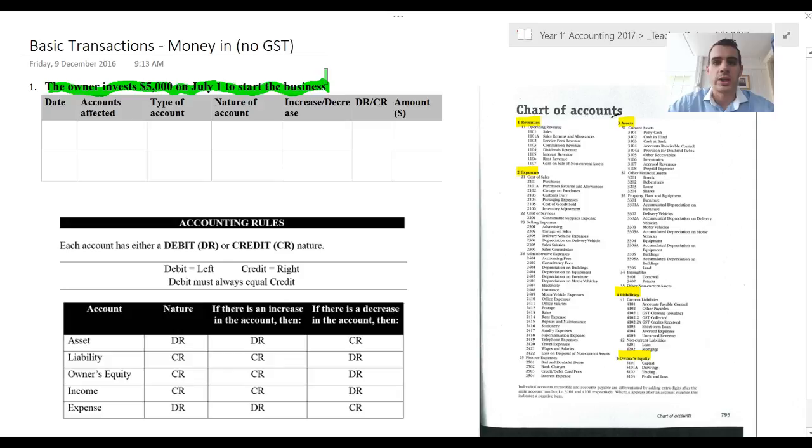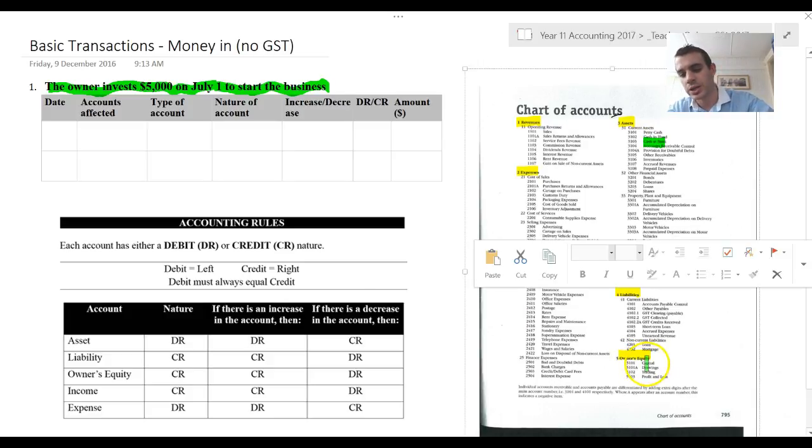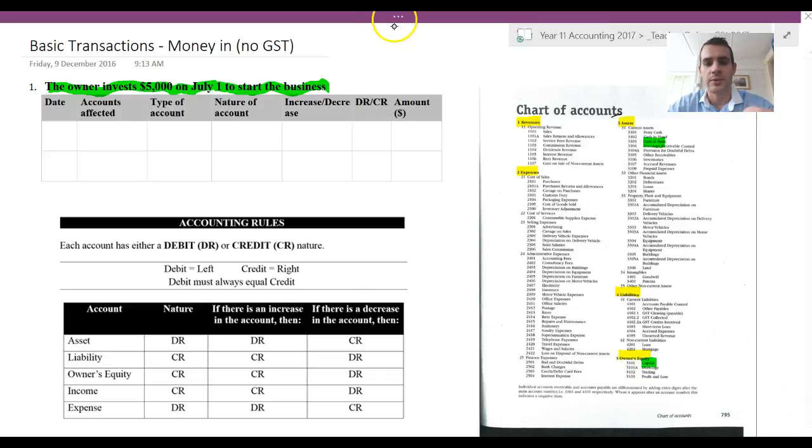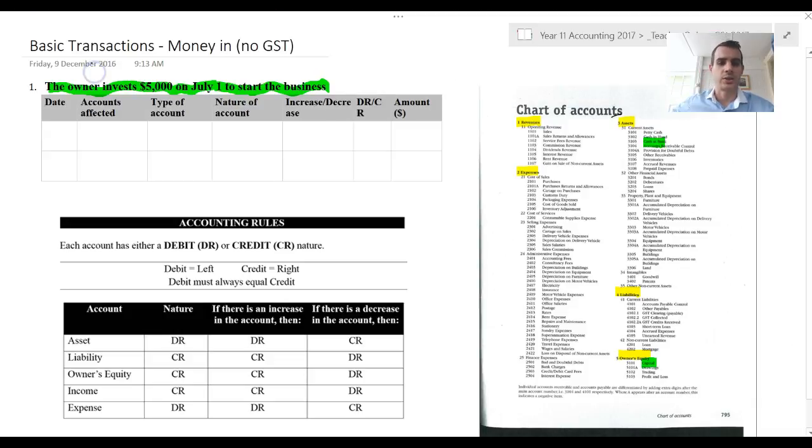Firstly, we need to think about what accounts are going to be affected. So if $5,000 is going to be put into the business, that means that our bank account is going to go up by $5,000. So over on our chart of accounts, under assets, the first account that's going to be affected is our cash at bank. The second account that's going to be affected is a special type of account called capital under the owner's equity. Because the owner's put in his own money, this is the other account that's going to be affected, the capital account. We can now go ahead and fill out this transaction.